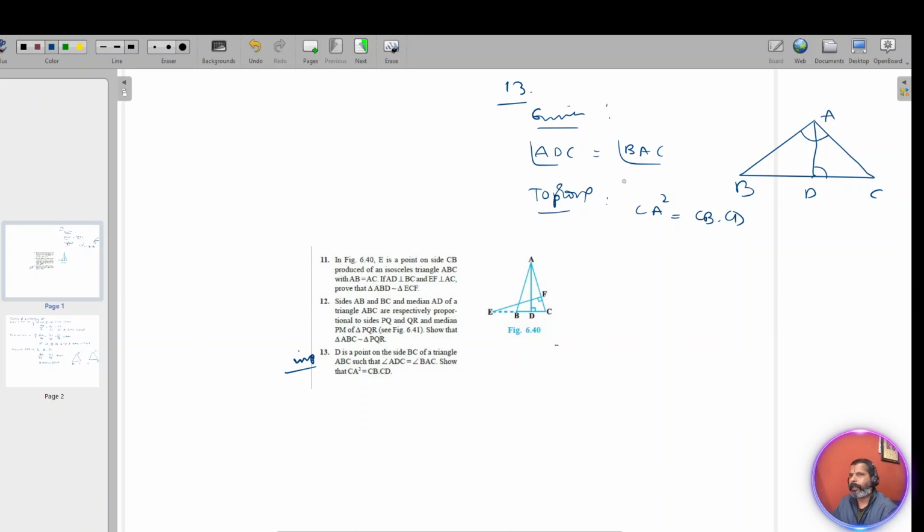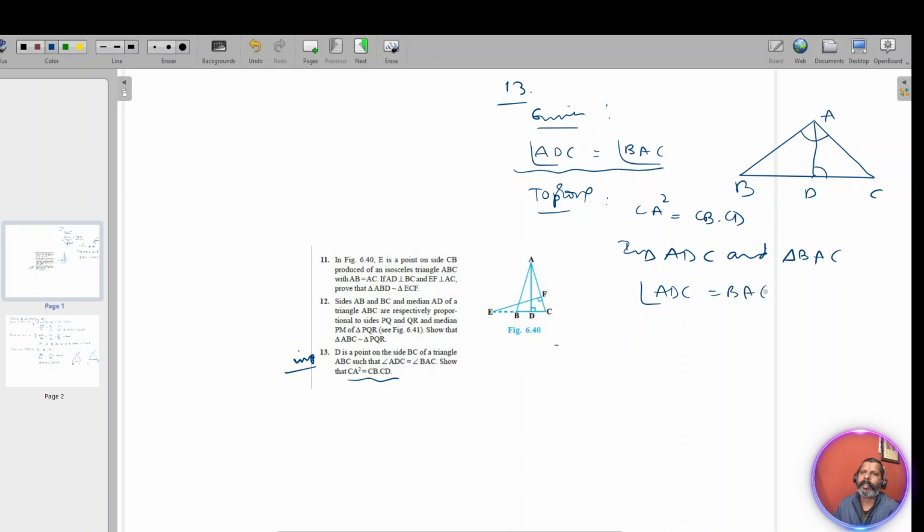Let's see. In triangles ADC, how do we pick? Because there are three triangles here. Which one to pick? You have to understand CA square is CA into CA, so CA by CD equal to CB by CA. So this part is very important. What is to be proved? That's why I said it's an important question. In triangle ADC and triangle BAC. See, whatever angle they have given, I'm picking those triangles. That's a clue. In ADC and BAC, they've given one angle equal.